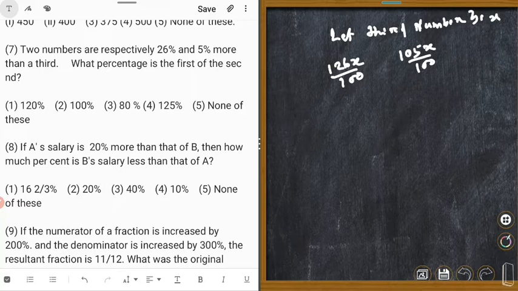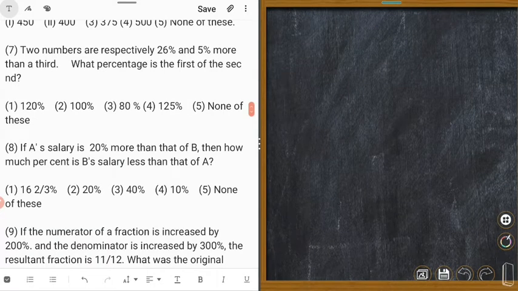Just 1 minute. Huh, yes. I see. Just 1 minute. Let's say question. Question number 6. 7. 7. So what percentage is the first of the second number? First of the second number. Of the second number. Second number लिखना है. Second लिख सकते. 30%. 20%.